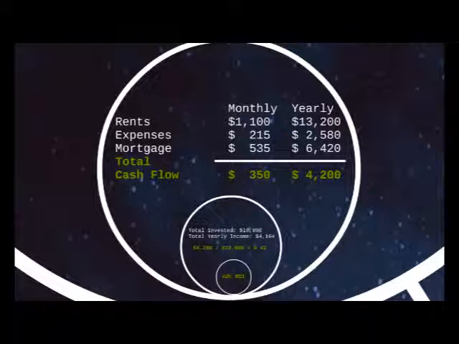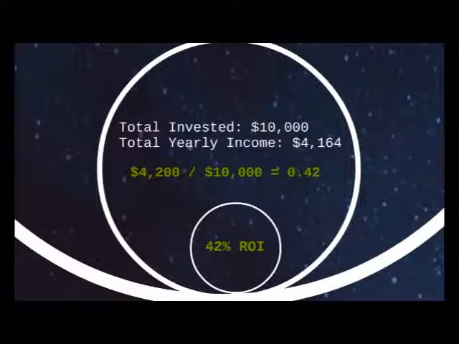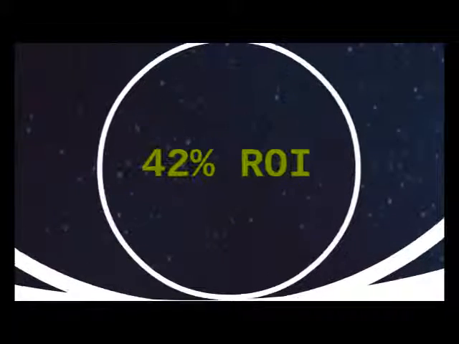Now, let's look at what type of rate of return. The total invested is $10,000. Your total yearly income is $4,200. The way to find the percentage ROI, return on investment, is you take the total amount you made divided by how much you actually spent to buy the property. Remember, even though you bought it for $100,000, you only put $10,000 of your own money into the property. So 4,200 divided by 10,000 is 0.42, which is a 42% return on your investment in 1 year. Can you believe that? Let's move on.